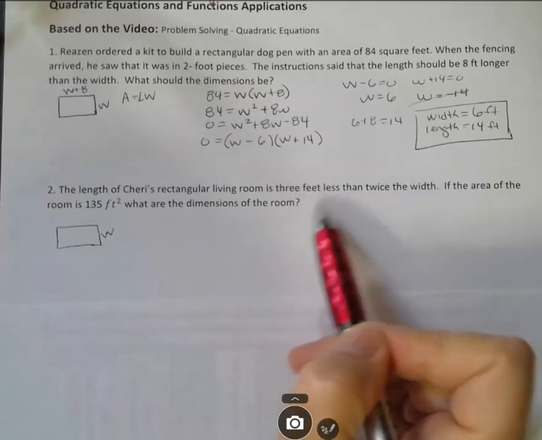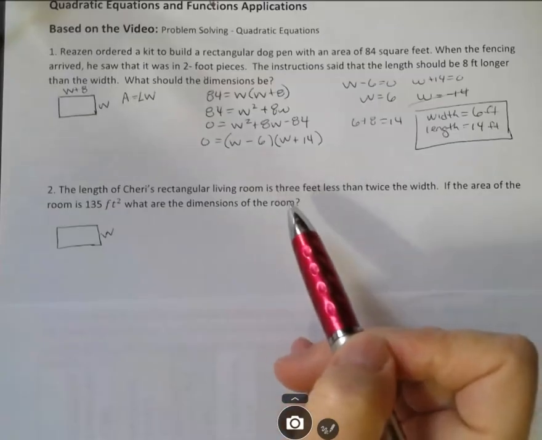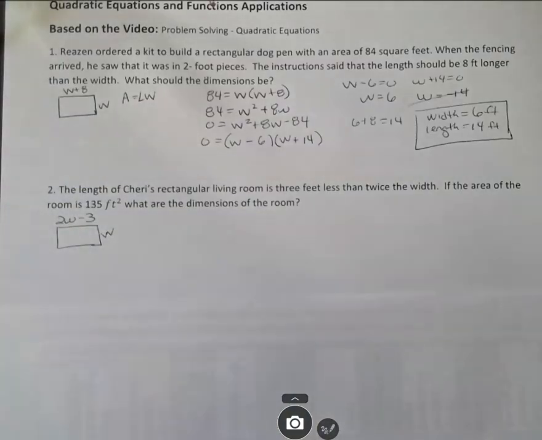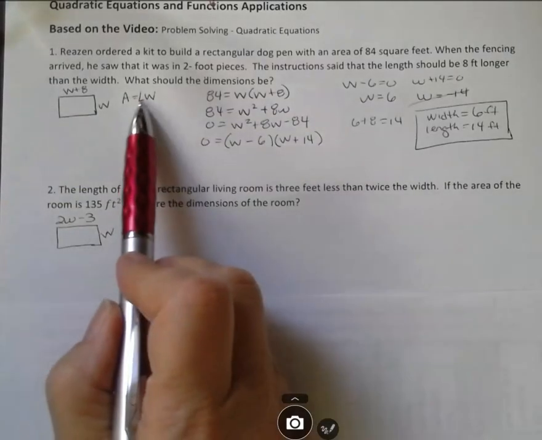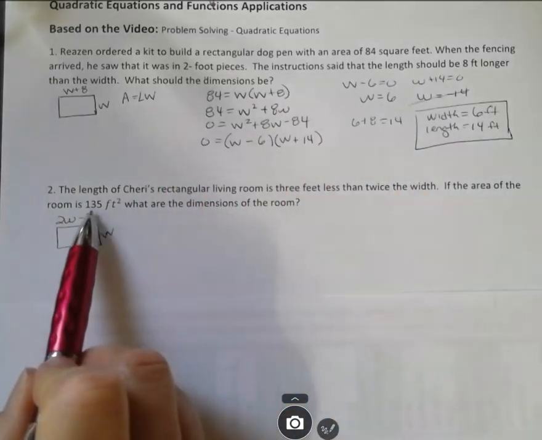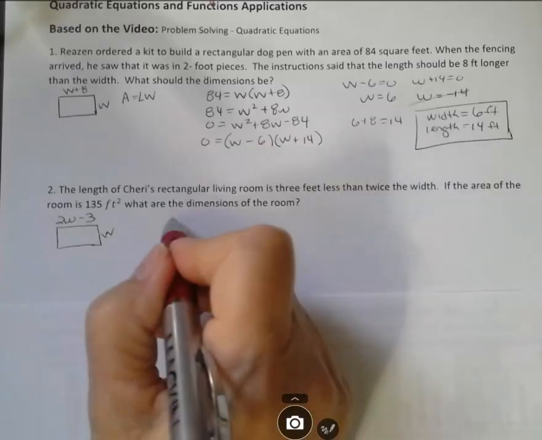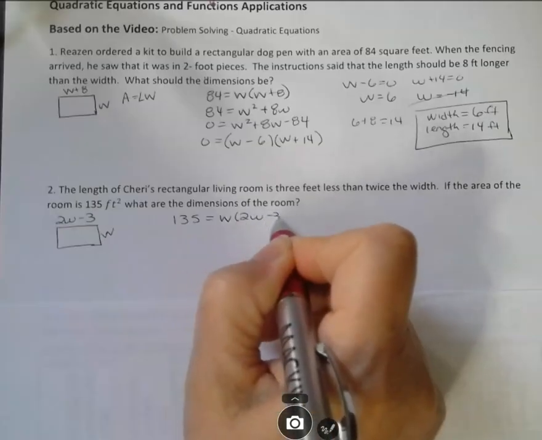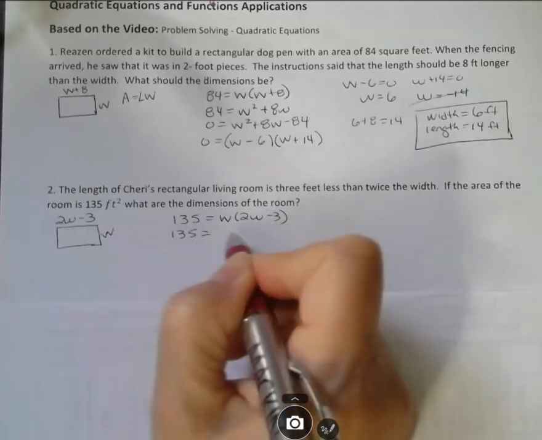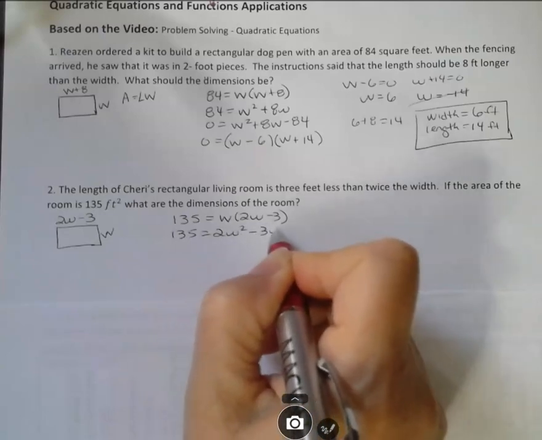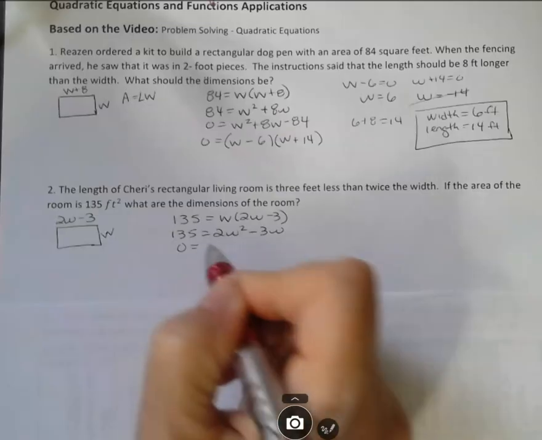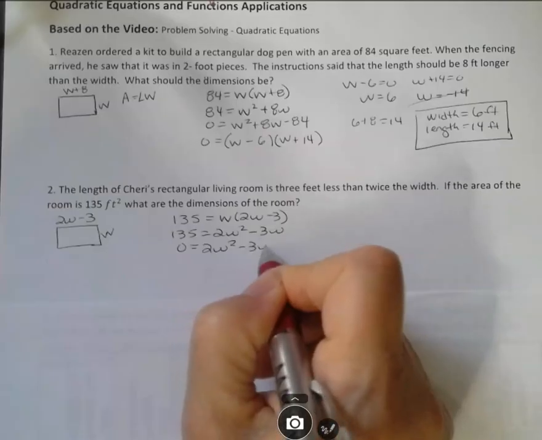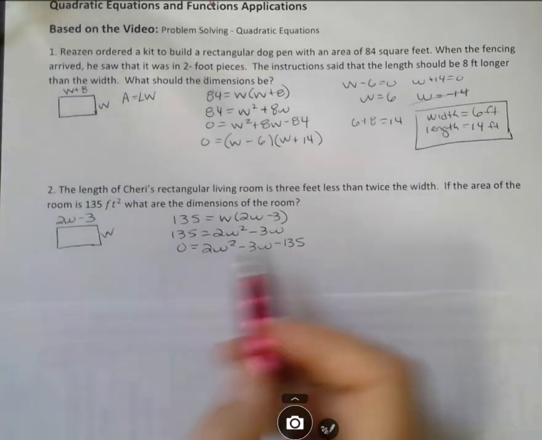So when it's 3 feet less than something, that something has to go first. So it has to be twice the width minus 3. I don't need to put dimensions around all of this because for the area, I'm only interested in the length times the width. My area is 135, and that's going to be W times 2W minus 3, and that's 2W squared minus 3W. I'm going to swing that 135 to the other side by subtracting, so it's going to change signs when it crosses. And now I can factor this.